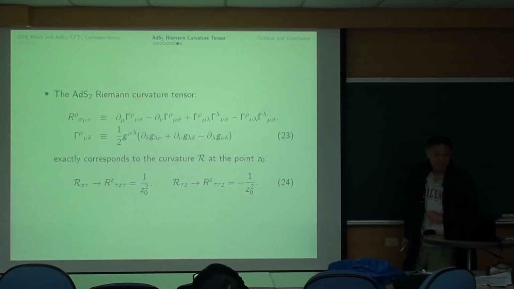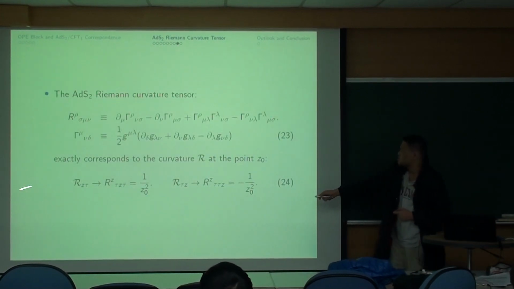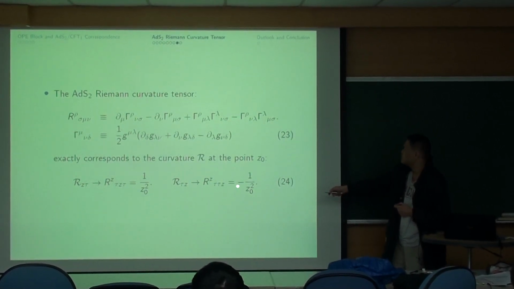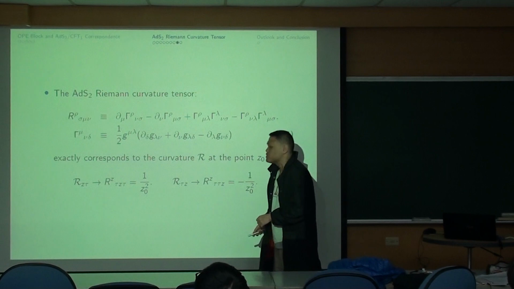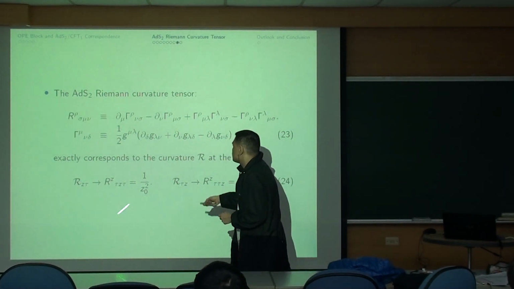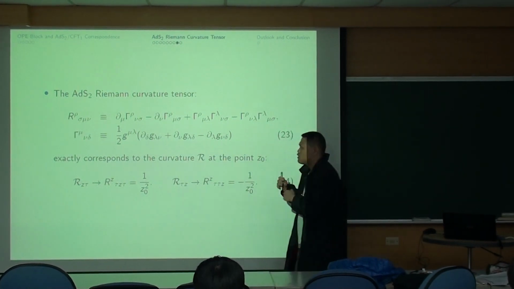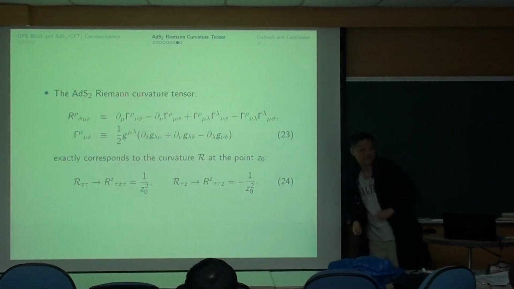And let me say more precisely, R eta corresponds to R d tau d tau equal 1 over L squared, and R eta corresponds to R d tau tau d gives a minus 1 over L squared. So indeed, now we can precisely show that the modular curvature tensor gives us the AdS2 Riemann tensor. They correspond to each other exactly.